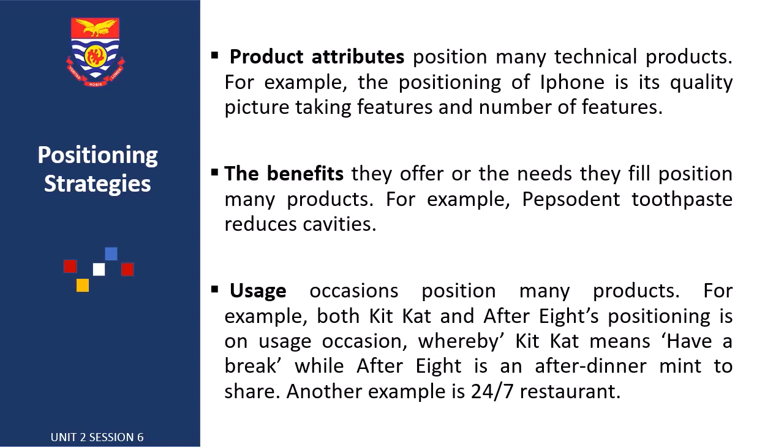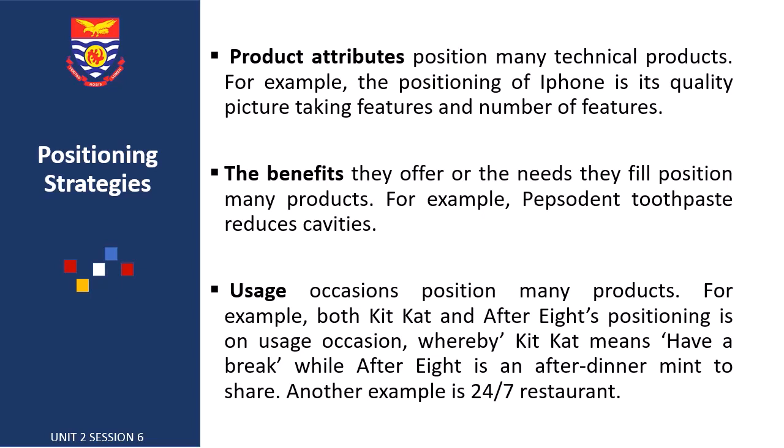1. Product attributes. Product attributes position many technical products. For example, the positioning of iPhone is its picture quality and other features about the phone. The benefits they offer or the needs they fill also help to position many products. The benefits the product offers customers help in positioning the product in the minds of customers. For example, Pepsodent toothpaste reduces cavities. People know that to reduce cavities, it is good to go in for Pepsodent toothpaste.